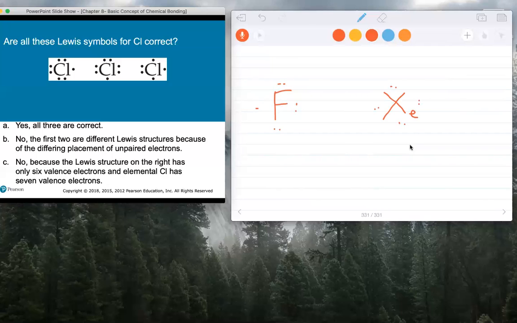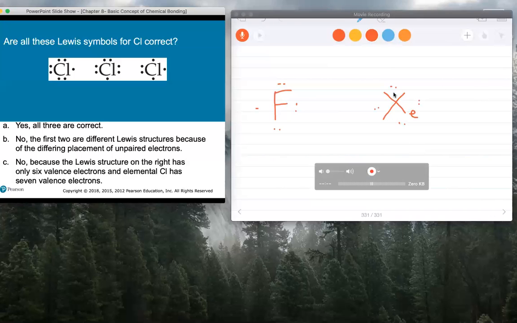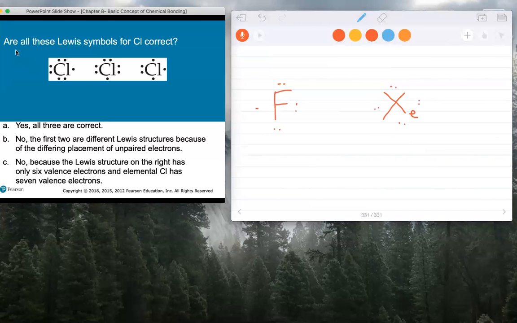So those are the dot symbols for a few elements on the periodic table, and I'm using the group number. In the quiz, given the periodic table, you should be able to identify the symbol, and pay attention to the pairing. With that, let's see on the PowerPoint slide: are all these Lewis symbols for the chlorine atom?